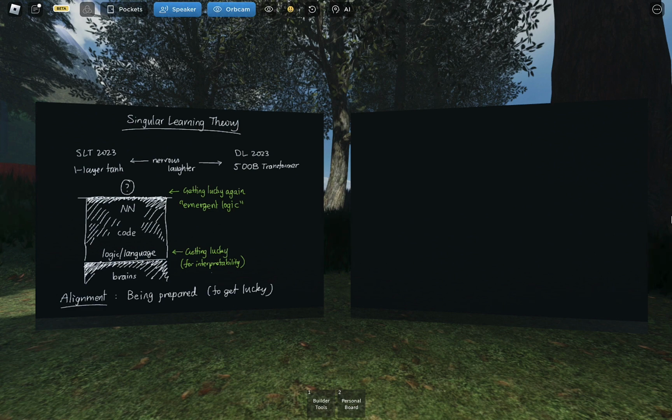Okay, so now I'm going to talk a bit about examples of interpretability. Any questions or comments so far?